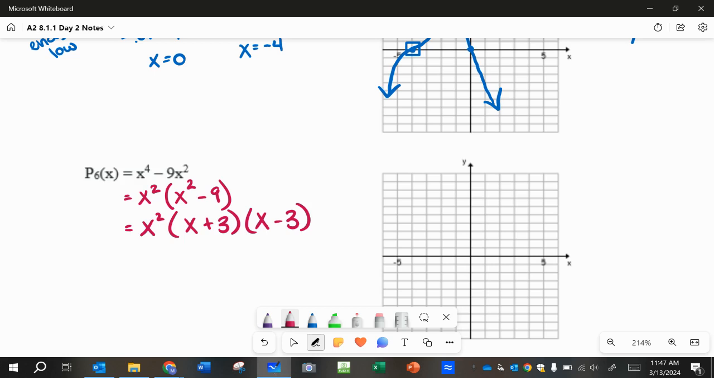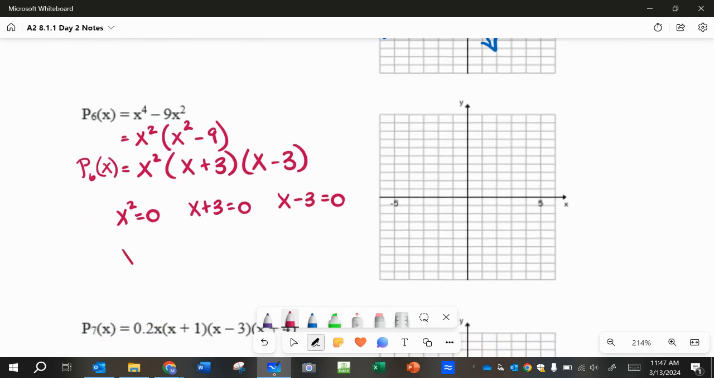Then, now I find, so p6 of x is my equation. So I have x squared equals 0, x plus 3 equals 0, and x minus 3 equals 0. So this is x is 0, but it's a bounce. Negative 3 and positive 3. So there's my 3. My 0 is my bounce, so I'm going to put a circle around it so I remember to bounce it.